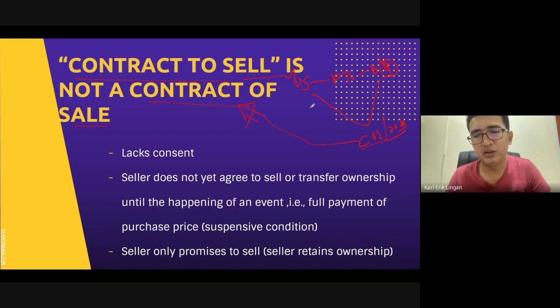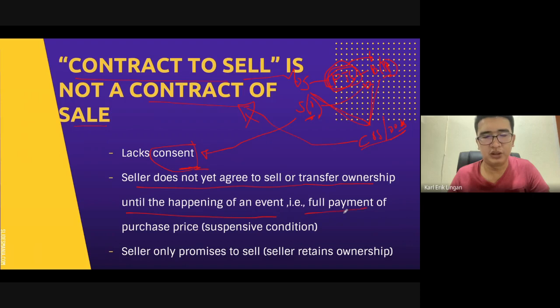Kasi, under the contract to sell, the seller retains the ownership. Kahit i-deliver niya yung property kay buyer, he still retains the ownership. Okay? Why? Because it lacks consent. Hindi naman siya nag-agree. Ang sabi niya lang, promise ko sa iyo, i-deliver ko sa iyo yung property kapag nabayaran mo sa akin yan ng buo. Kapag hindi nabayaran ng buo, hindi tuloy ang contract to sell. Okay? Seller does not yet agree to sell. So there is no meeting of the minds here because it lacks consent, until the happening of an event, which is the full payment of purchase price. The seller only promises to sell, as I have said earlier, and retains ownership. Okay?